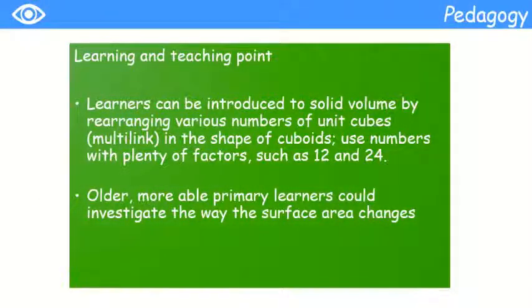Learners can be introduced to solid volume by rearranging various numbers of unit cubes. Here, the classroom multi-link cubes are essential in the shape of cuboids. You may choose to use numbers with plenty of factors so that the rearrangements can be more broad. Older, more able primary learners could investigate the way the surface area changes.